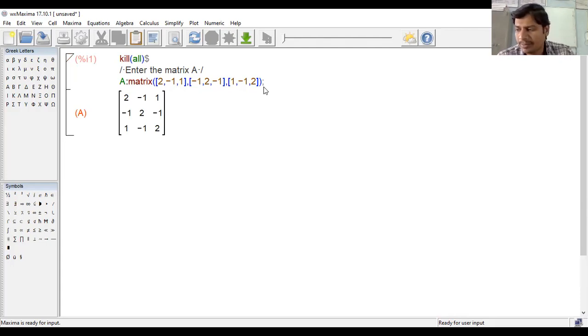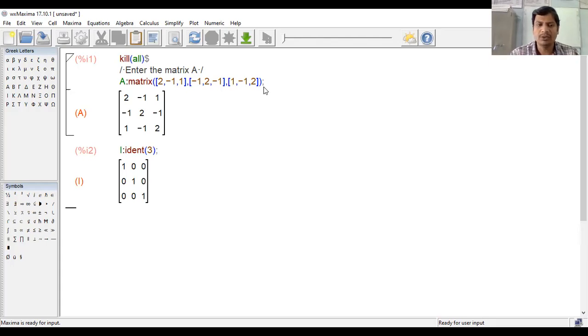Next you want the identity matrix. Identity matrix means you take the key command, that is capital I, then colon of, identity. You write IDENT of 3. It means we take 3 rows, 3 columns, that is identity of 3. Then semicolon, then shift enter. This is the identity matrix: 1 0 0, 0 1 0, 0 0 1.